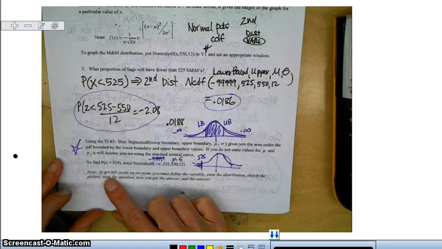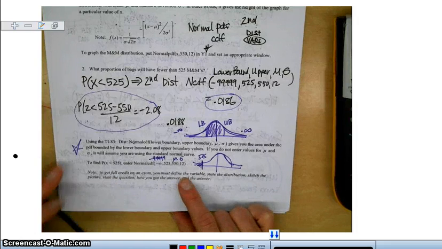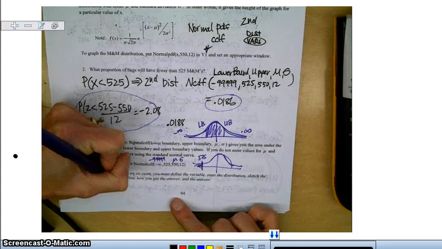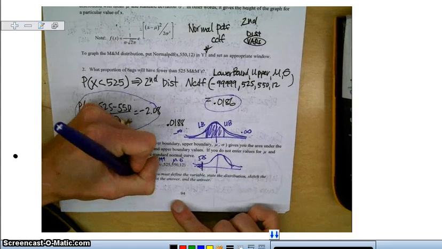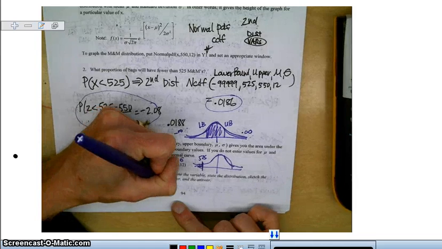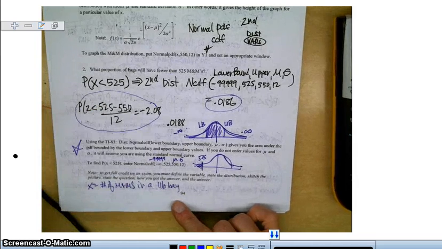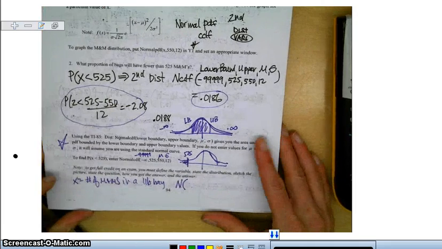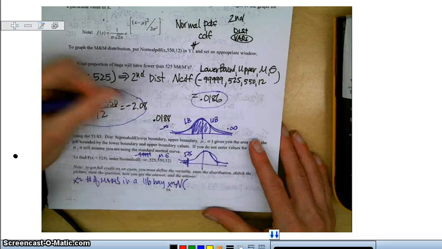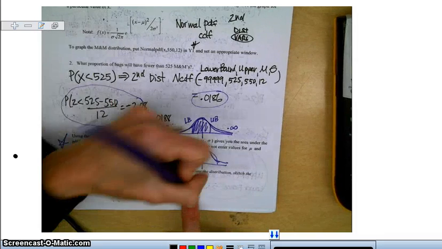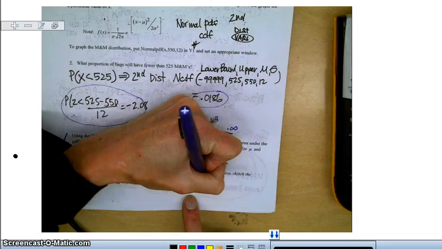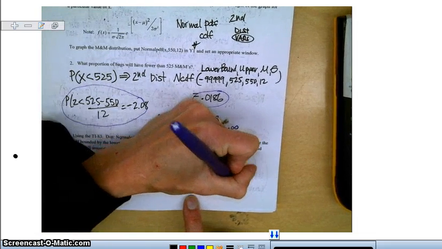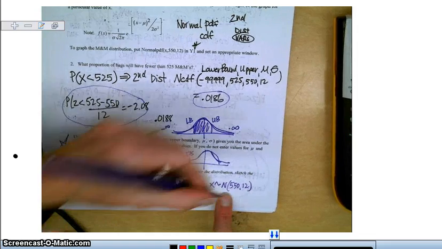To get full credit on the exam, you must define the variable. So we would say x equals the number of M&Ms in a 1 pound bag. You have to define the variable and state the distribution. The distribution is normal, N. So x is approximately normal with a mean of mu, comma sigma. So x is approximately normal with a mean of 550, comma 12. That's how you name the distribution.